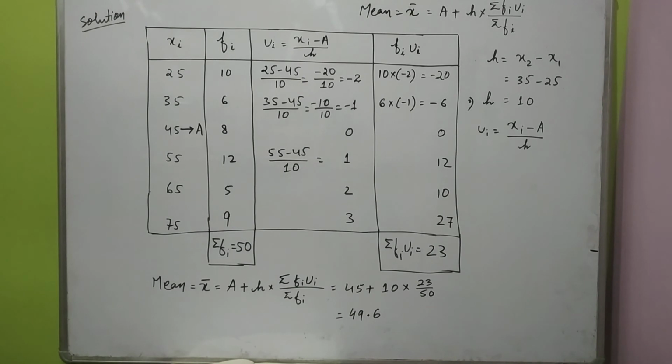Now we see the mean formula. Mean is equal to A plus H multiplied with sigma fi ui upon sigma fi, which is equal to, we put the value of A, that is 45, the assumed mean, plus the H value 10, multiplied with sigma fi ui 23 upon sigma fi 50. After calculation we get the mean as 49.6.